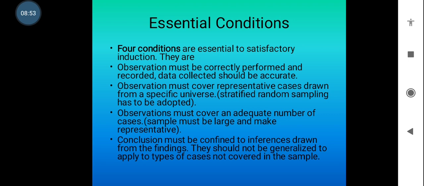The next one is that observations must cover an adequate number of cases. The sample must be large and representative. The last one is that the conclusion must be confined to inferences drawn from the findings. They should not be generalized to apply to types of cases not covered in the sample.